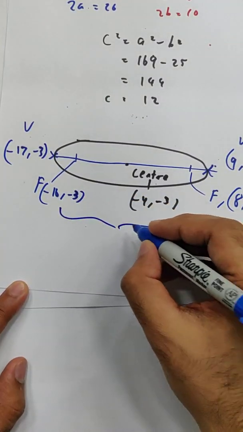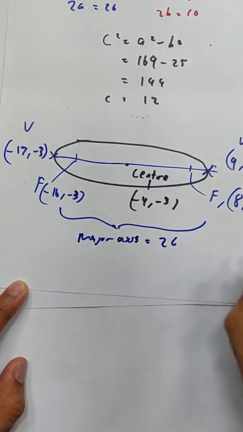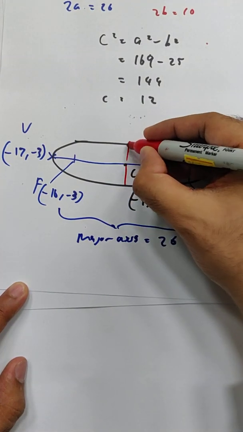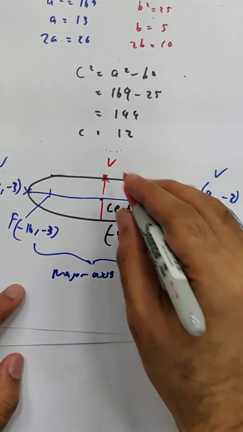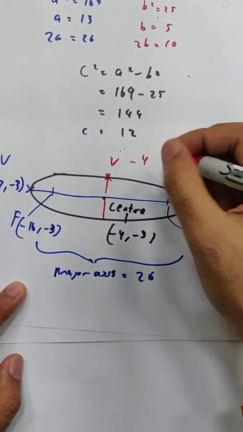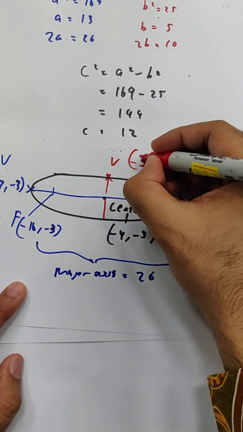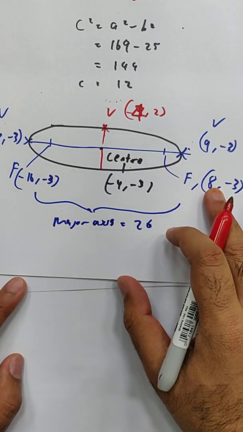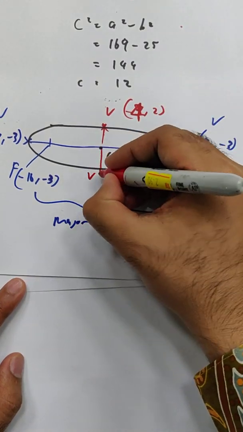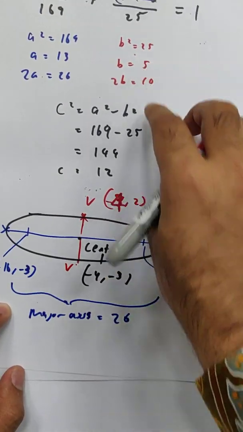What's the whole length? Major axis, 26. What about here? Negative 4, negative 3 plus 5, so negative 4, 2. Sorry, negative 3 I write down differently. That's right. Hey, negative 4. Come on, my brain and my mouth are not working that well. What about this one? Negative 4, negative 3, minus 5.